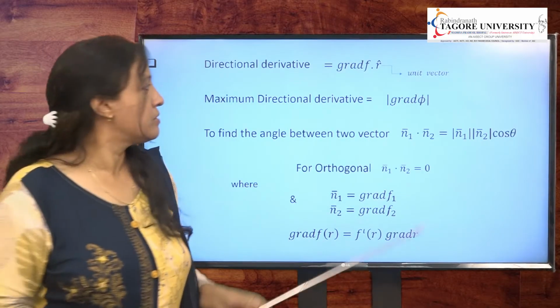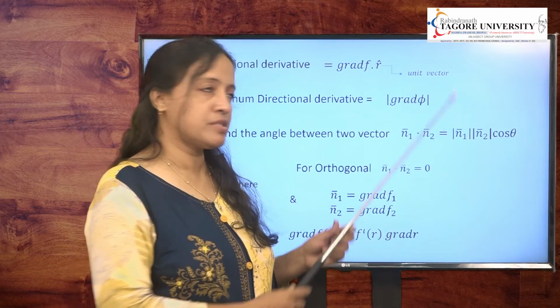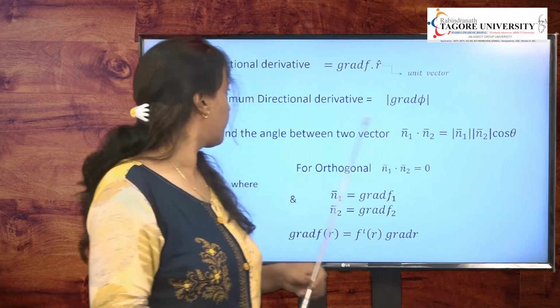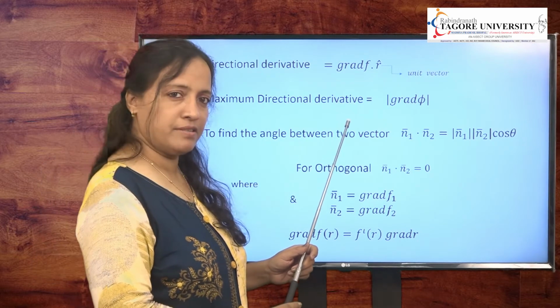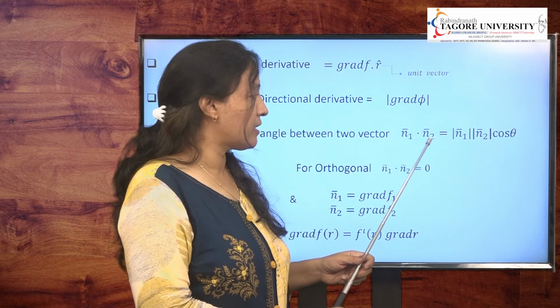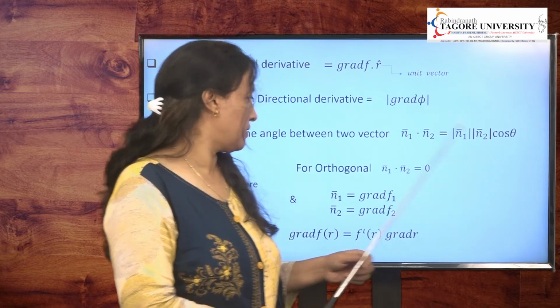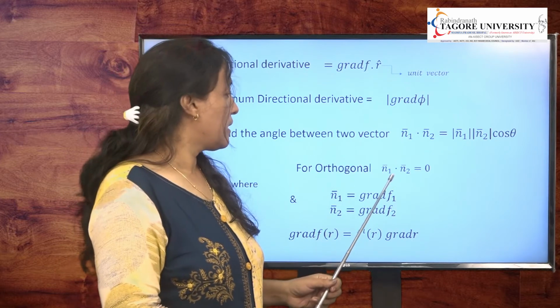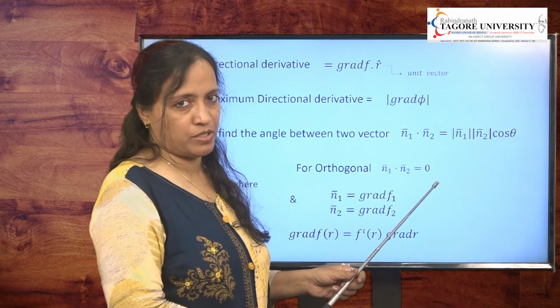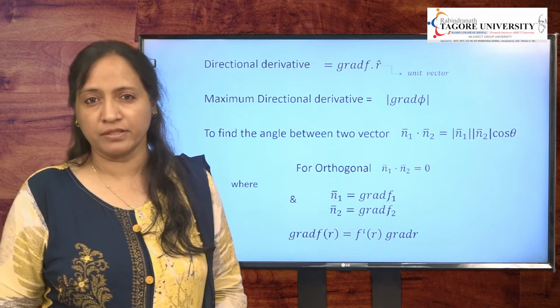Directional derivative is gradient of f dot r cap, where r cap shows the unit vector. Maximum directional derivative is mod of grad phi. To find the angle between the two vectors n1 and n2, n1 vector dot n2 vector is equal to mod of n1 mod of n2 cos theta. For orthogonal, n1 dot n2 is always equal to 0, where n1 and n2 show grad of f1 and grad of f2.